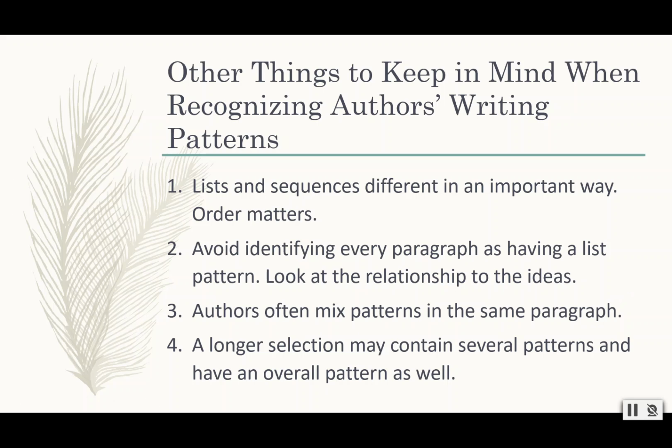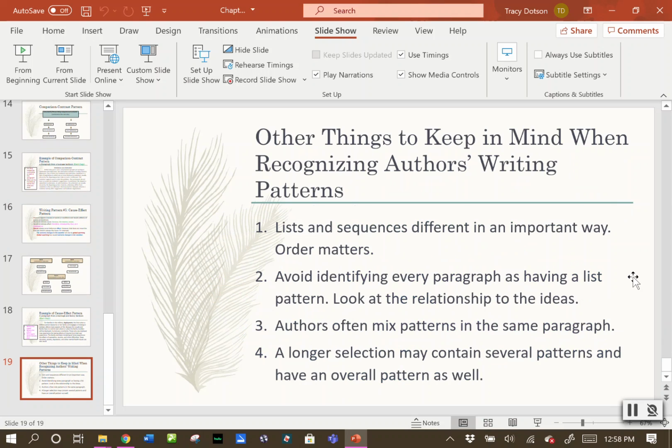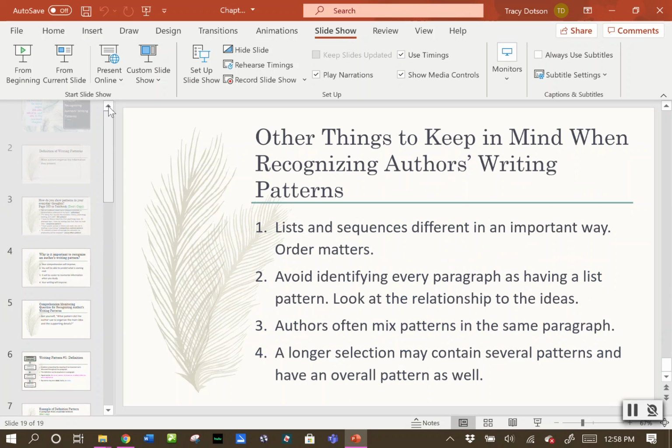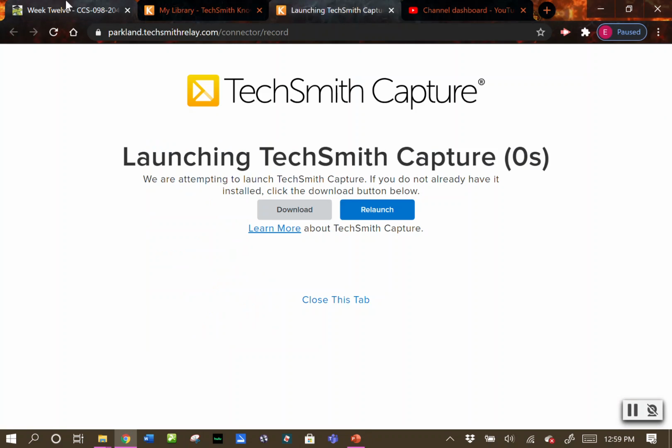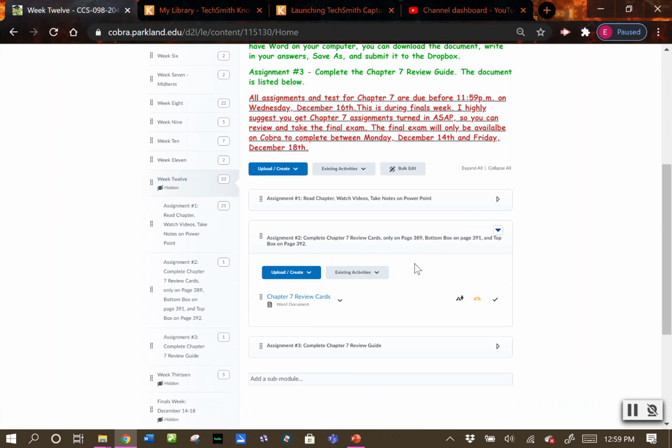All right, so that is the end of our PowerPoint for Chapter 7. Remember, those are the 5 writing patterns that we're going to talk about. Remember, they're on these specific pages. Next, you need to go and complete Chapter 7 review cards. Remember, there's only certain cards that you're going to do that with. So you're going to do the one on page 389, the bottom box on page 391, and the top box on page 392. And then you have to complete the Chapter 7 review guide.